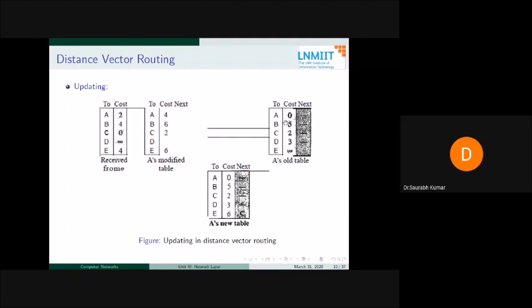So 4 and 0, 0 is less. 6 and 5, 5 is less. 2 and 2, fine, you just enter the same value. Here infinity and 3, 3 is less. And then finally 6 and infinity, so the value is 6 over here. Okay, and you see there is a change in the next hop. So from A, if you want to go to E, the total cost involved is 6, and you have to go via router C. So this is how the updating is done in distance vector routing.